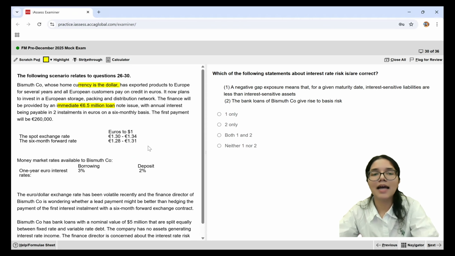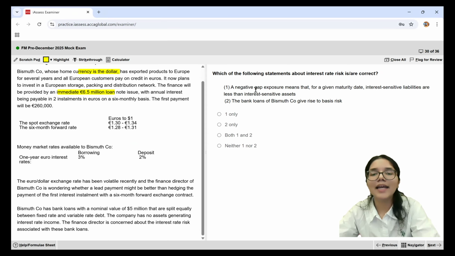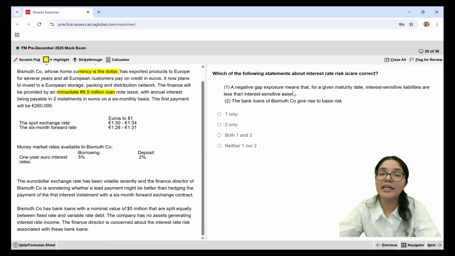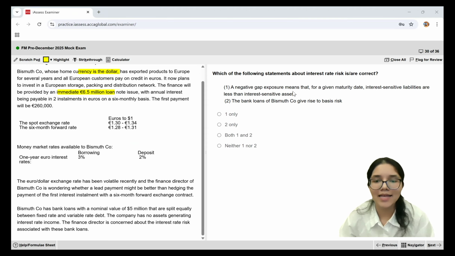Now heading towards the last question: which of the following statements about interest rate risk is or are correct? If you have a look at the first statement, a negative gap exposure. Recollect your concepts. When does negative gap exposure happen? When your liabilities are more than your assets. So let's see the statement in full. Exposure means that for a given maturity date, interest sensitive liabilities are less than the assets. If liabilities are more, then it is called a negative gap. So the first statement cannot be correct.